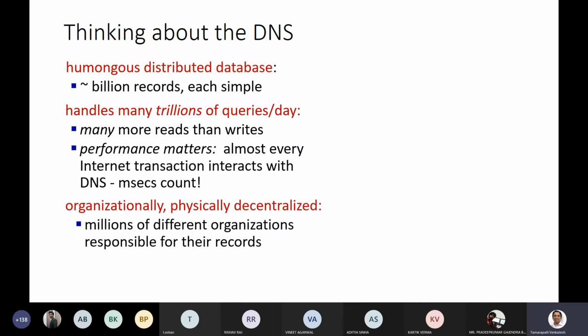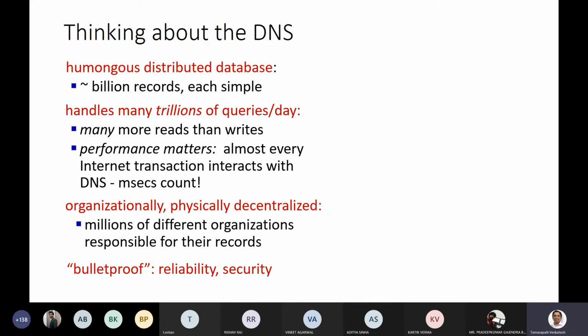So it handles trillions of queries, and then they are physically decentralized, and you have different organizations responsible for their records. And remember, the performance hugely matters here, because for every web request, you are going to first do a DNS resolution, or for every email that you send, you are going to do a DNS resolution followed by the web connection or the TCP connection. So it has to be done really fast, preferably with sub-second or millisecond latency. Only then the rest of the internet transactions can work well.